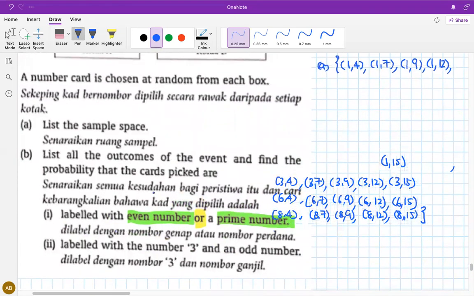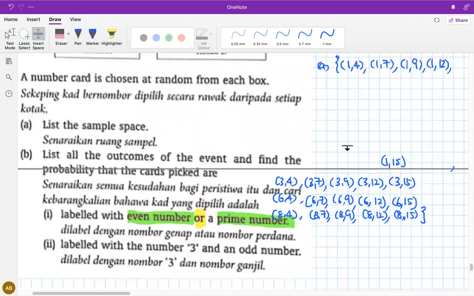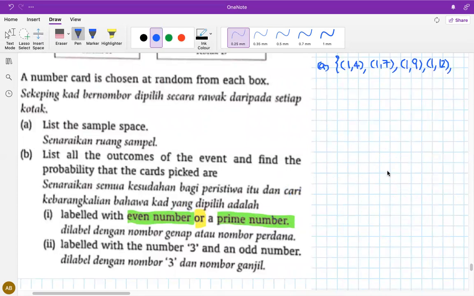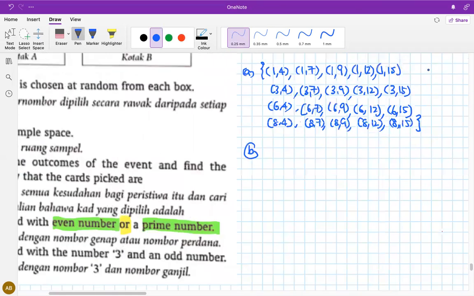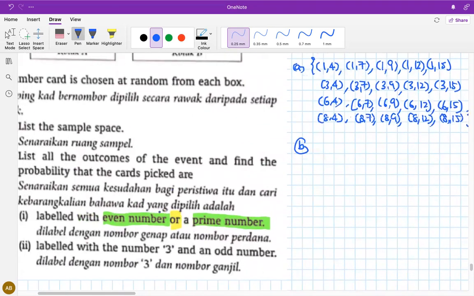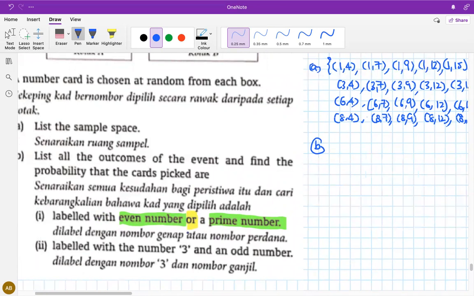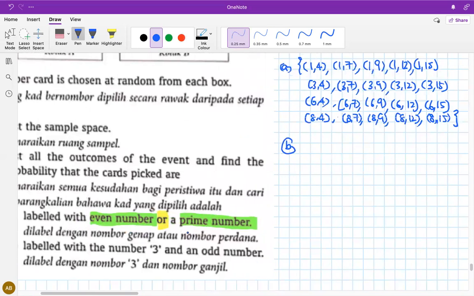So B, list all the outcomes of the event and find the probability that the cards picked are labeled even number or prime number. So even or prime. Okay, so we have B. If you have listed down the sample space here and you want to answer straight away, you give the probability, you still get full mark, although the question said list all the outcomes. But better to list it.